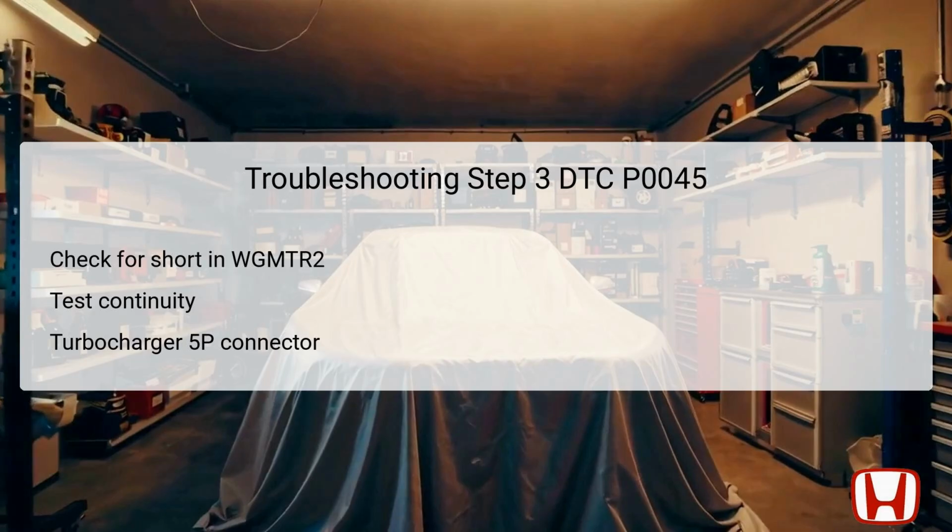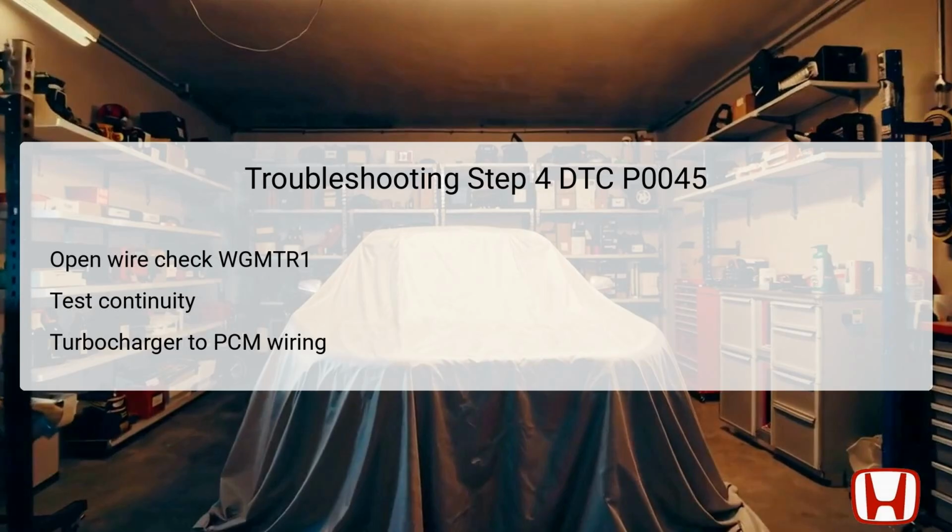issues affecting system performance. In the fourth step of troubleshooting DTC P0045, check for open wires, specifically in the WG-MTR1 Plus line. Maintain the vehicle in the off mode with both the Turbocharger 5P and PCM E80P connectors disconnected. Measure for continuity between Turbocharger 5P connector terminal number 5 and PCM connector E80P terminal number 26.